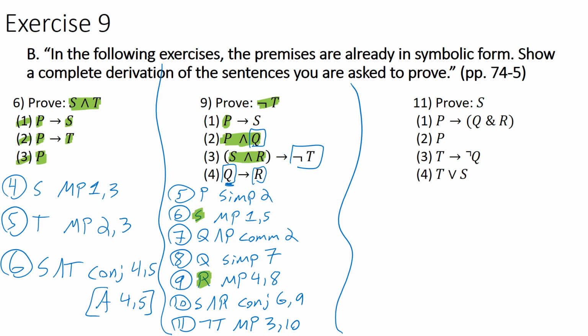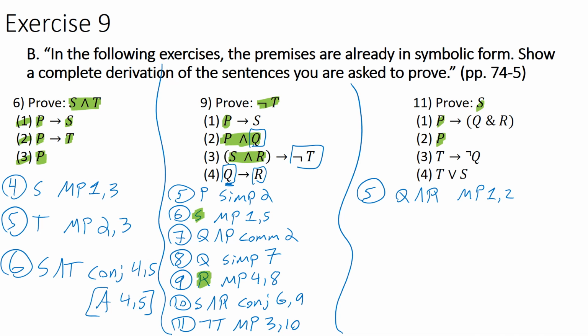For 11, we want to prove S. We're given 4 premises. Let's see, we're given P. P is the case, and P appears as the antecedent to a conditional, so let's do modus ponens. For line 5, we can get Q and R by modus ponens with lines 1 and 2.